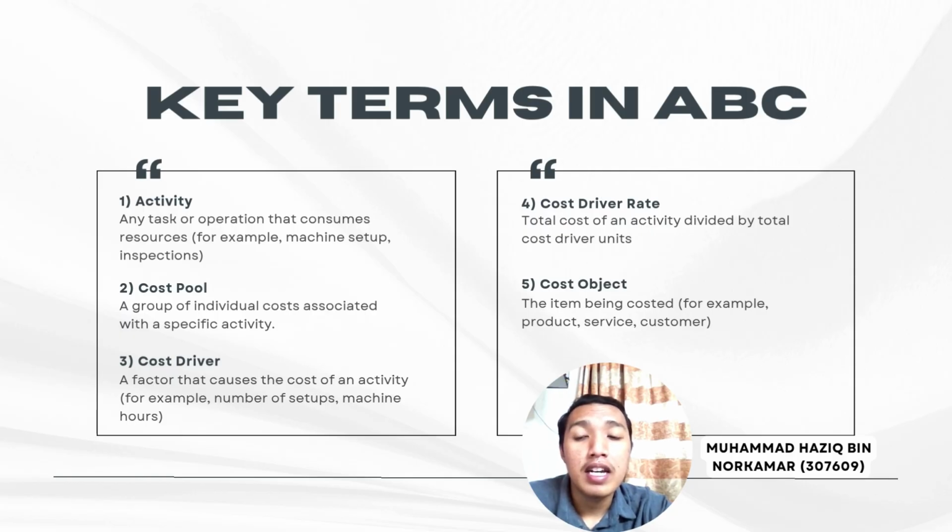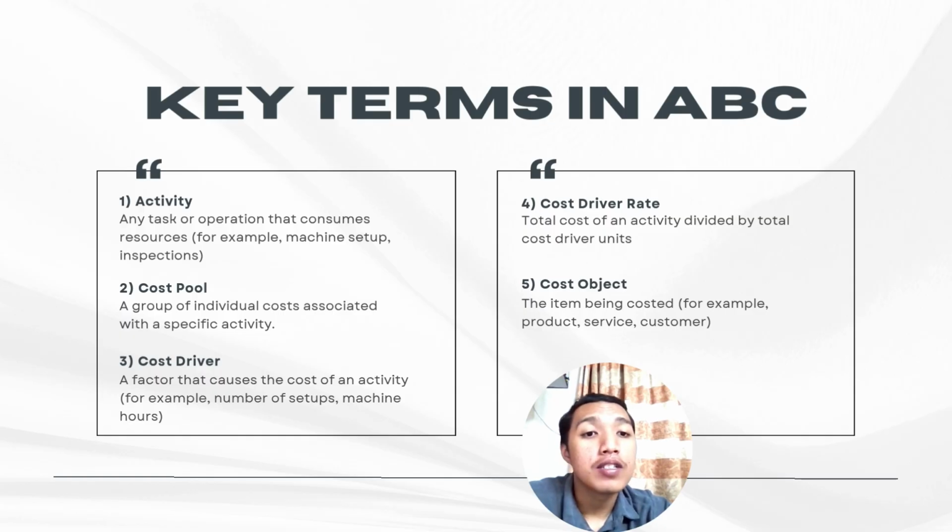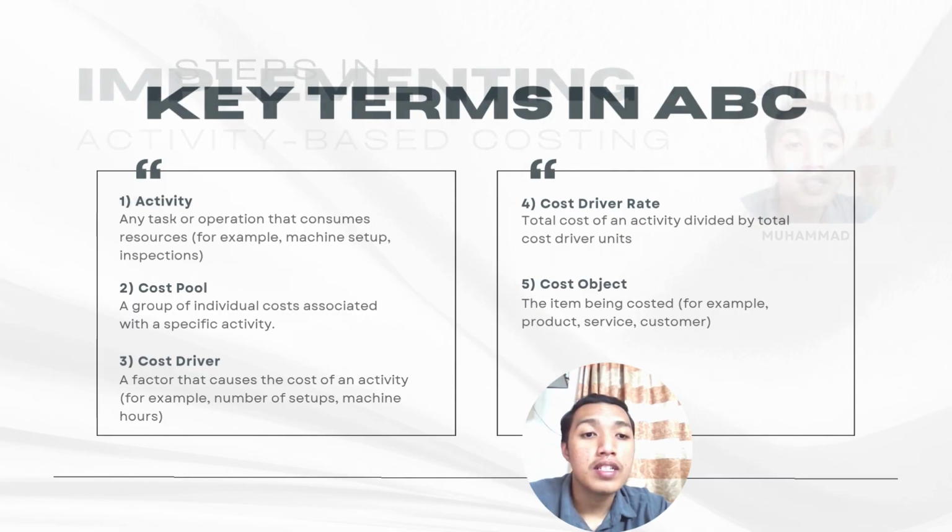Key terms in ABC. First, activity: any task or operation that consumes resources, for example, machine setup and inspection. Second, cost pool: a group of individual costs associated with a specific activity. Third, cost driver: a factor that causes the cost of an activity, for example, the number of setups and machine hours. Fourth, cost driver rate: total cost of an activity divided by total cost driver units. Fifth, cost object: the item being costed, for example, a product, service, or customer.